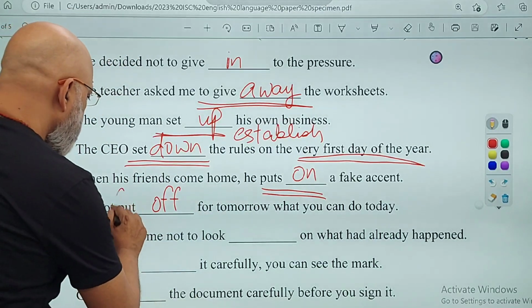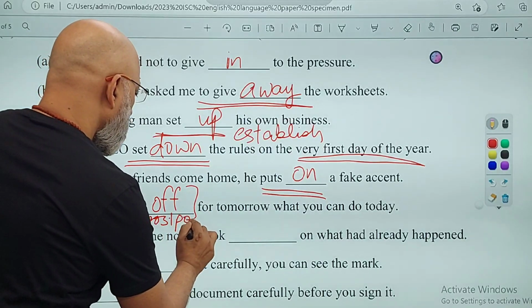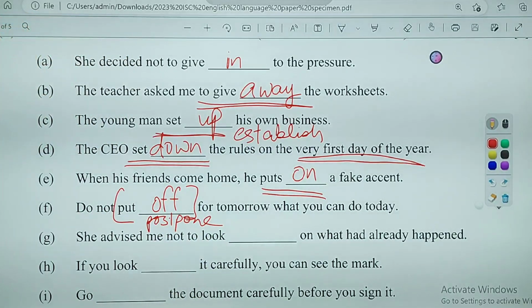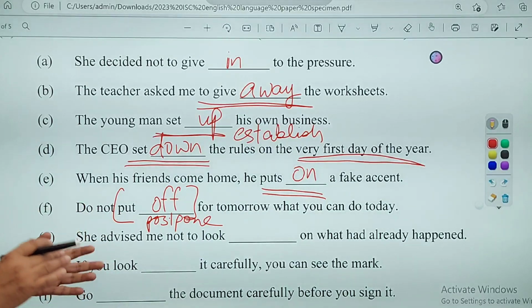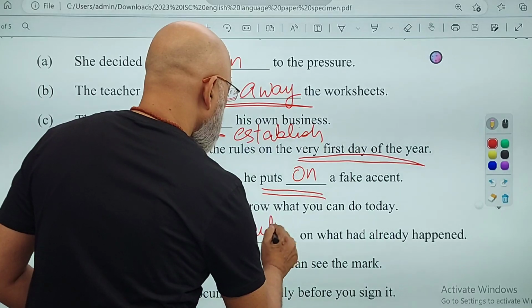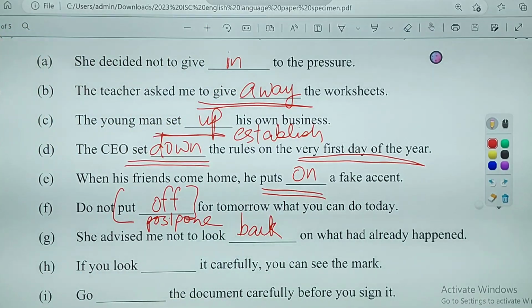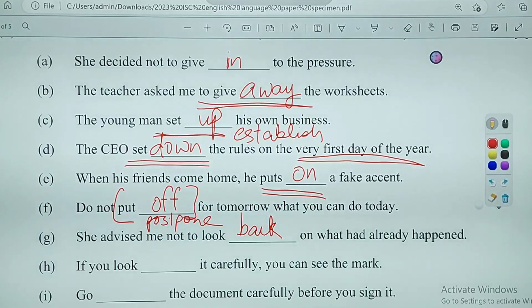Do not put off for tomorrow what you can do today. She advised me not to look back on what had already happened. Which means kind of आप जो हुआ उसके बारे में फिर से मत सोचो. Don't look back. Okay. Now you see look के दो हैं. If you look at it carefully, you can see the mark.